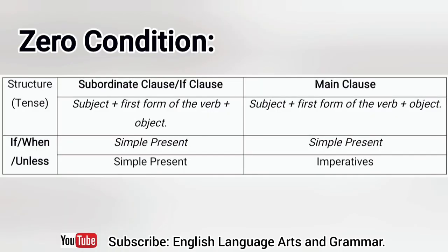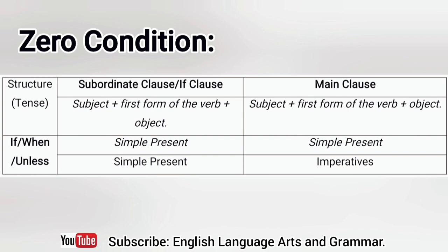Let us learn the structure of zero conditionals. Structure or the tense we call it. Subordinate clause, or we also call it if clause. Let us see the form of it in the main clause of it. We can use if, when, or unless to express zero condition. The subordinate clause or if clause formula is subject plus first form of the verb, we also call it V1 form, plus object. We also call it the simple present form.